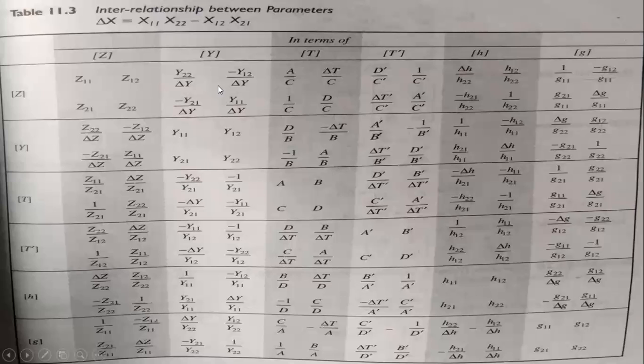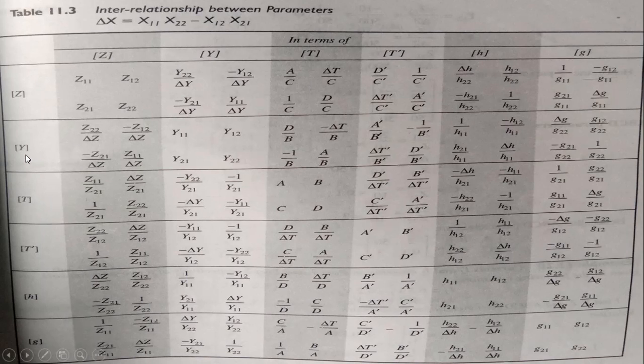If you are going to convert into the Y, my Z11 will be equal to Y22 divided by del of Y. If I'm interested in Z12, that will be equal to minus Y12 divided by del of Y. But if I want my Z parameter in terms of the transmission, that is the ABCD, then Z11 is equal to A by C, Z12 is equal to del T by C, where T is nothing but AD minus BC. Similarly, Z21 is 1 by C, and Z22 is D by C. So here Z can be converted into the Y, transmission, inverse transmission, hybrid, and the G.